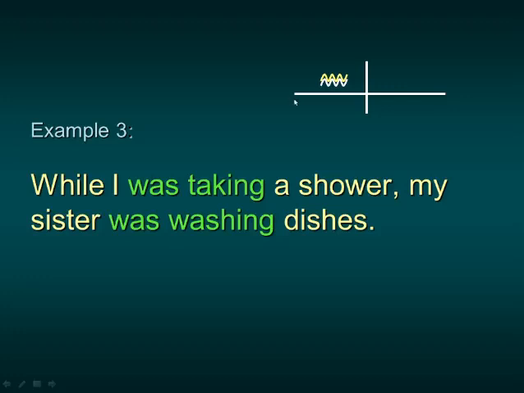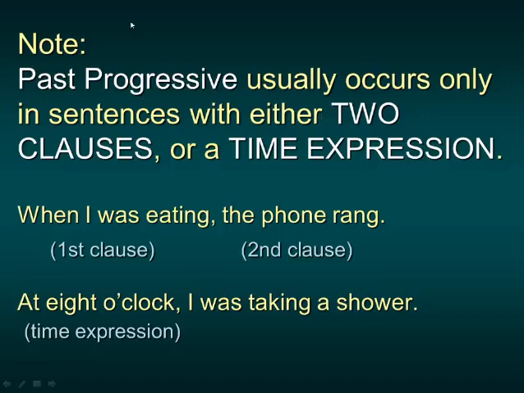Two actions. Past progressive usually occurs only in a sentence with either two clauses or a time expression. When I was eating, the phone rang. Here, first clause and second clause. The phone rang. In the last class we already discussed this. This is an independent clause and this one is a dependent clause.